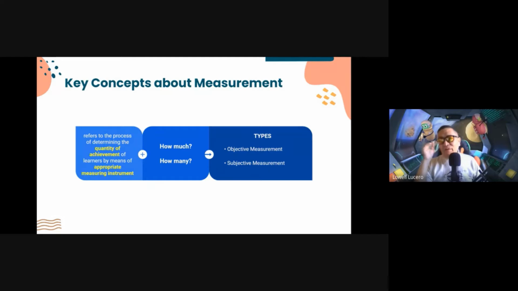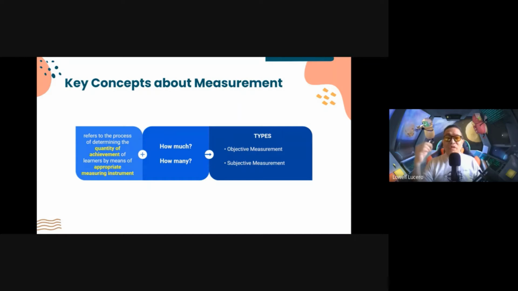Okay? Then we also talked about two types of measurement. We have objective measurement and subjective measurement. I think from your readings, you can differentiate the two. So when we talk about objective, we said this measurement does not depend on the person taking the test. If the answer is letter A, it is really letter A, right? You cannot change that. One good example of objective measurement uses selected response tests, like multiple choice, true or false, matching type tests. These are examples of objective measurements.